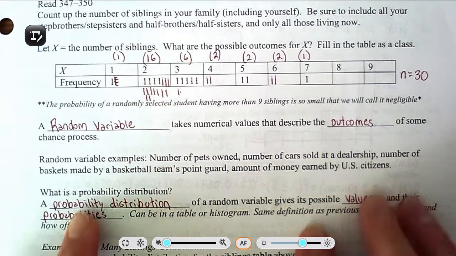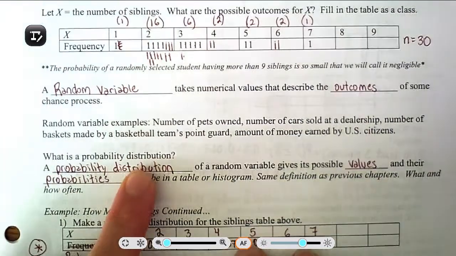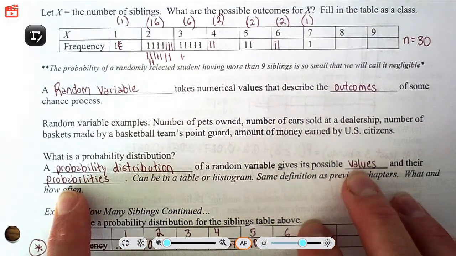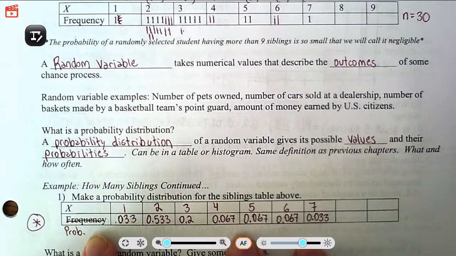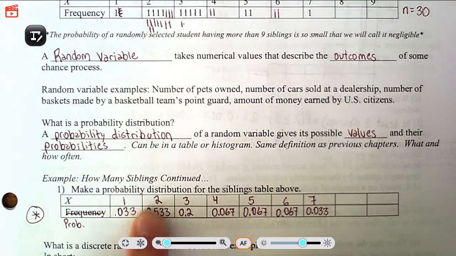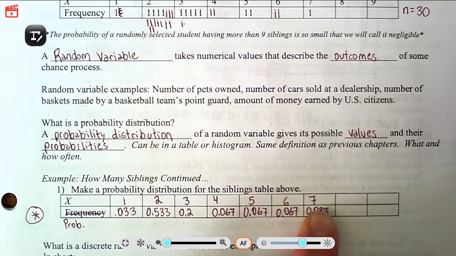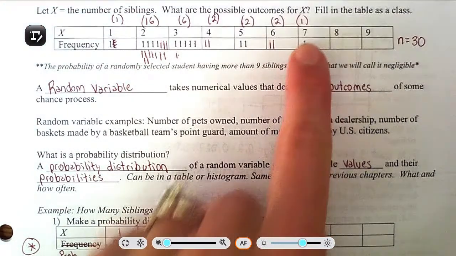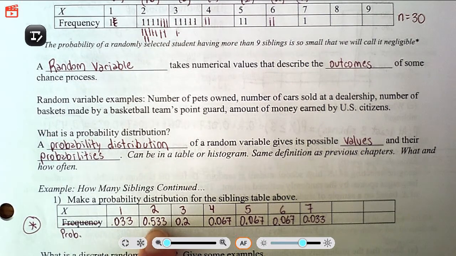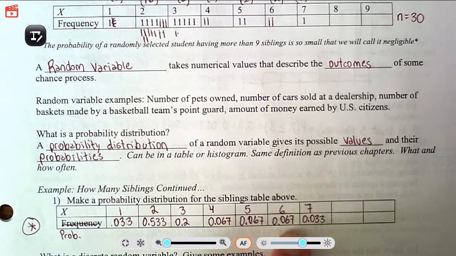What is a probability distribution? A probability distribution of a random variable gives its possible values and their probabilities. It can be in a table or a histogram. Same definition as in the previous chapter: what and how often? Make a probability distribution of the siblings table from above. Here we have up to 7 siblings that someone actually had, and then the probability: 0.03, 0.53, 0.2, and so on.